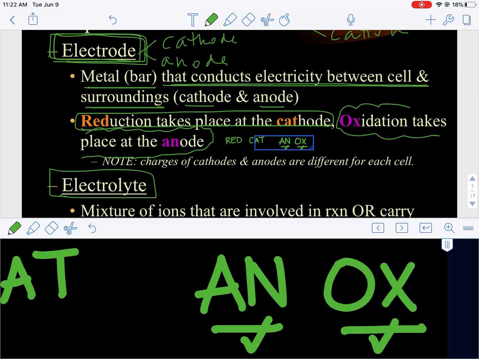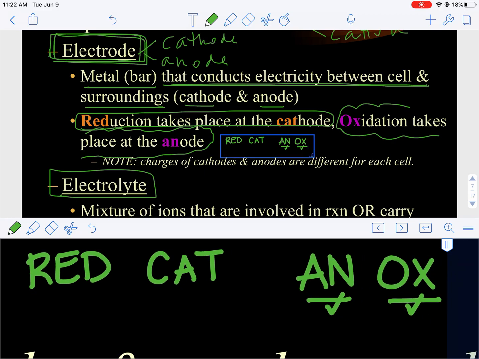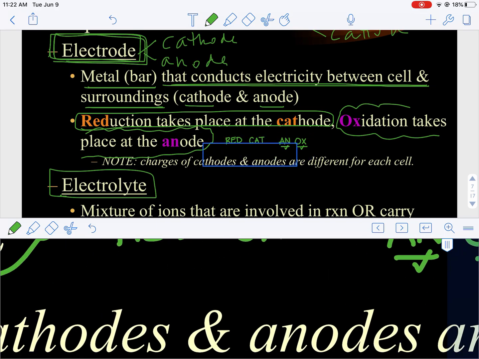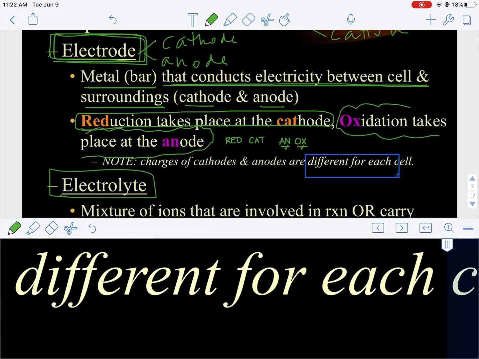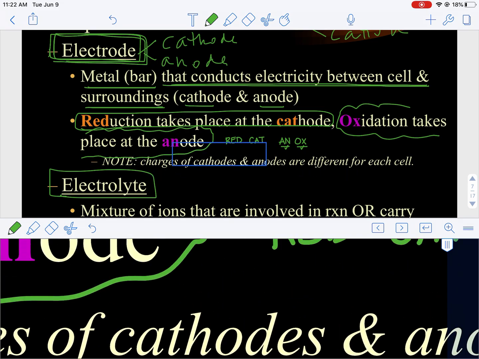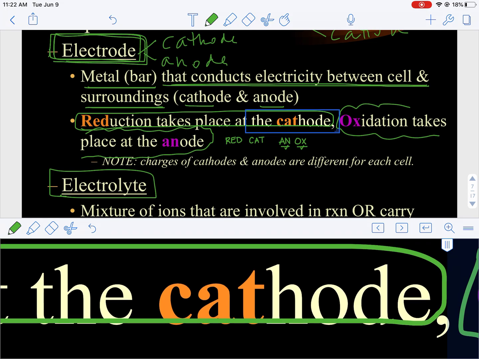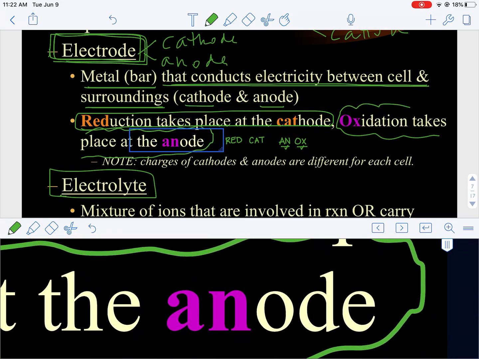So it's like we're at a little zoo when we're dealing with electrochemistry. We've got Leo the lion saying grr, and then we have red cat and an ox. They all have meaning. Red cat, reduction takes place at the cathode, and ox, oxidation takes place at the anode. Now, what won't be the same is that the charges will be different for each cell. So you can't memorize what the charges are going to be, but you can absolutely memorize that reduction will always take place at the metal bar called the cathode, and oxidation will always take place at the metal bar called the anode.